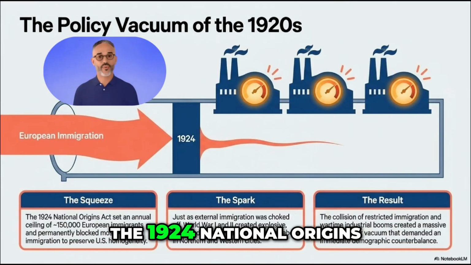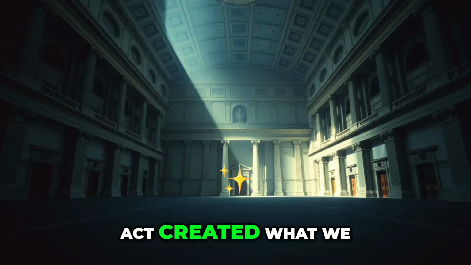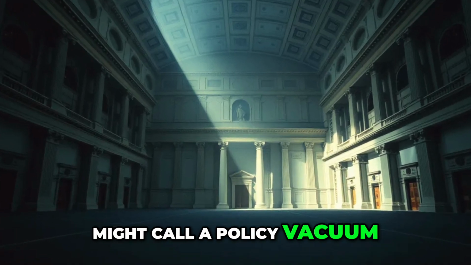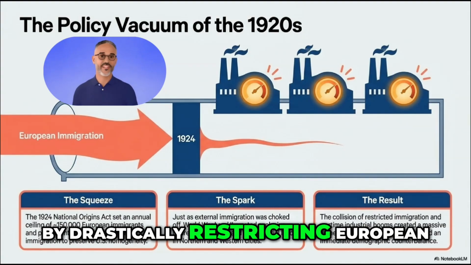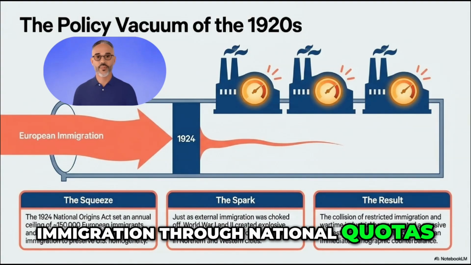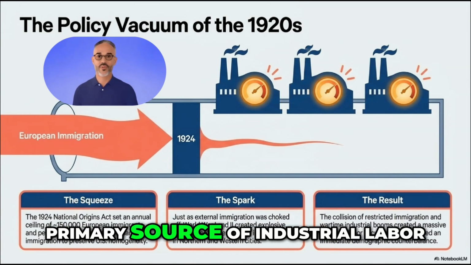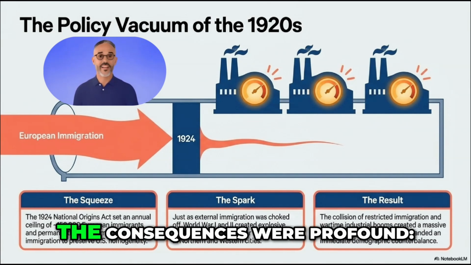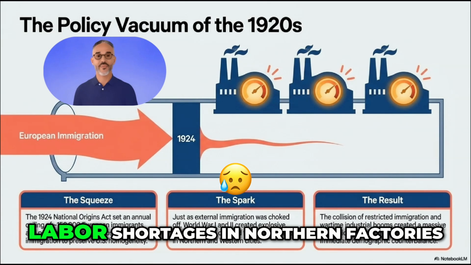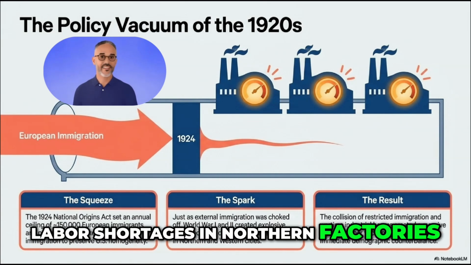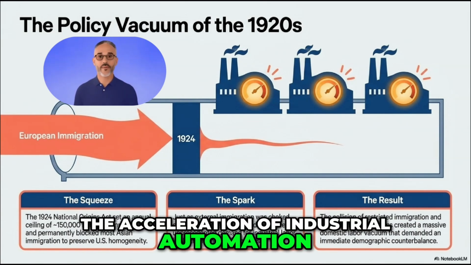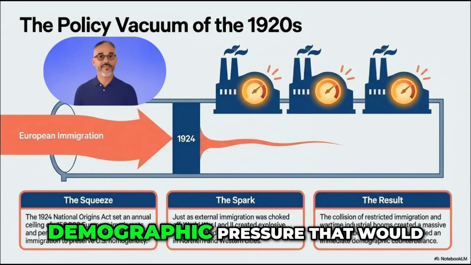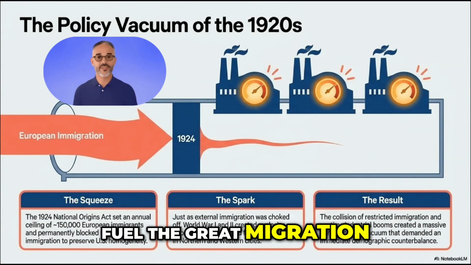The 1924 National Origins Act created what we might call a policy vacuum. By drastically restricting European immigration through national quotas, it cut off the primary source of industrial labor. The consequences were profound: labor shortages in northern factories, the acceleration of industrial automation, and the creation of demographic pressure that would fuel the Great Migration.